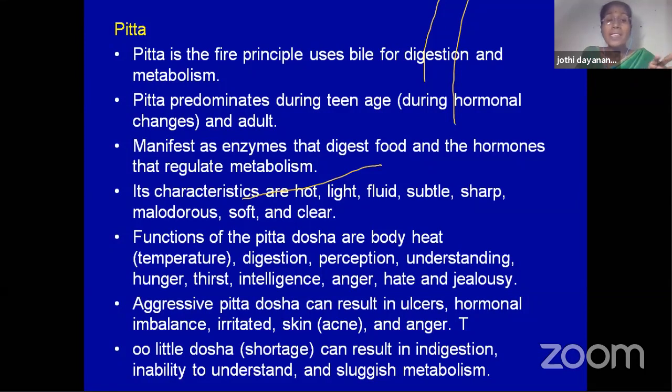It manifests as the enzyme that digests food and water. Food is digested, and then it comes out to the various organs like the liver, then it comes to the gallbladder, right? The liver will digest the fats, or whatever oily food that you have, or any medicine that you are taking, and all that gets ready.